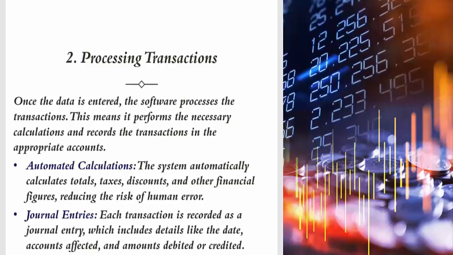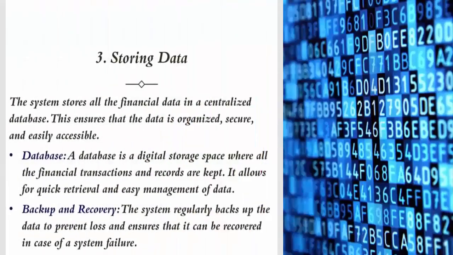Automated calculations. The system automatically calculates totals, taxes, discounts, and other financial figures, reducing the risk of human error. Journal entries. Each transaction is recorded as a journal entry, which includes details like the date, accounts affected, and amounts debited or credited. 3. Storing data.